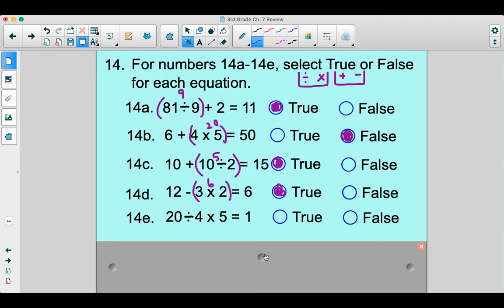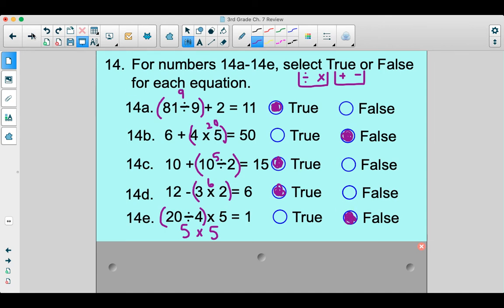All right, 14E, 20 divided by 4 times 5. See how there's a division and a multiplication? Division and multiplication have the same power, so we're just going to go in order from left to right, whichever one shows up first. The division shows up first, so that's the one we're going to do. What is 20 divided by 4? 4, 8, 12, 16, 20. So we could count by 4s 5 times to get to 20. 5 times 5 is 25, not 1. So that makes this one false.